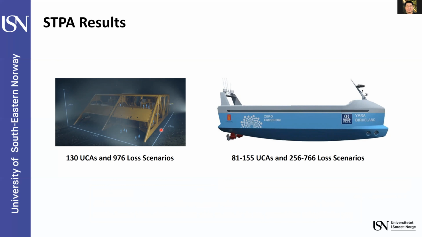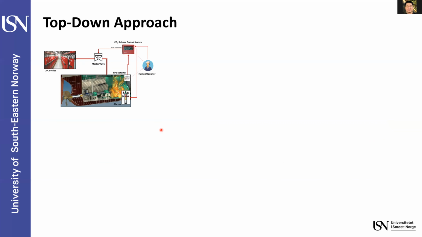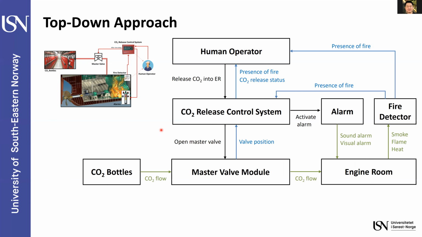So when we conduct an in-depth analysis, including every detail of the system, we will have a very large number of unsafe control actions and loss scenarios. One of the most important advantages of STPA is that the method adopts a top-down approach. So we can start from a very simple model like this, and we can refine this model and develop details when we have additional information.